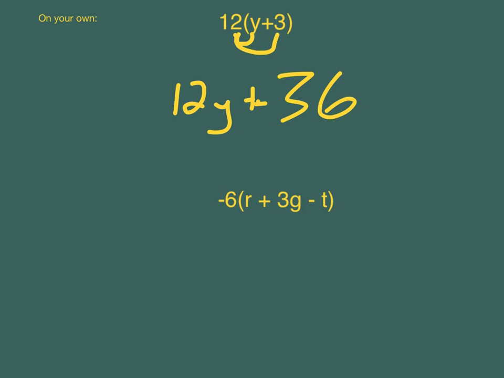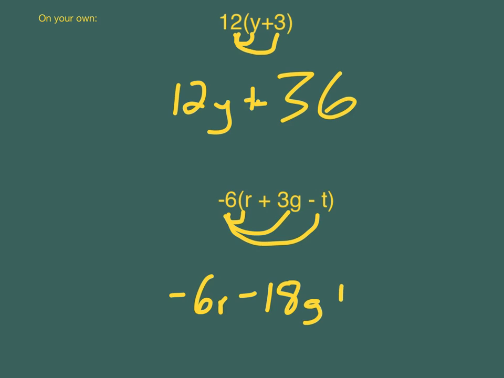On the bottom one, you have 3 different terms that you need to multiply the negative 6 to. So the first one, negative 6 times r will give you a negative 6r. The second one, negative 6 times 3g. Be careful, a negative times a positive is a negative 18g. And then the last one, be careful again, negative 6 times a negative t is a positive 6t. And that would be the correct answer for those 2 problems.